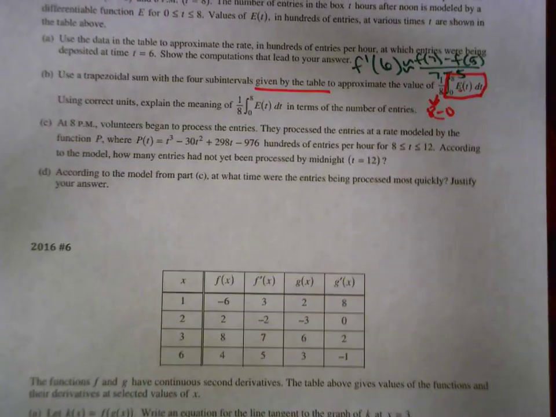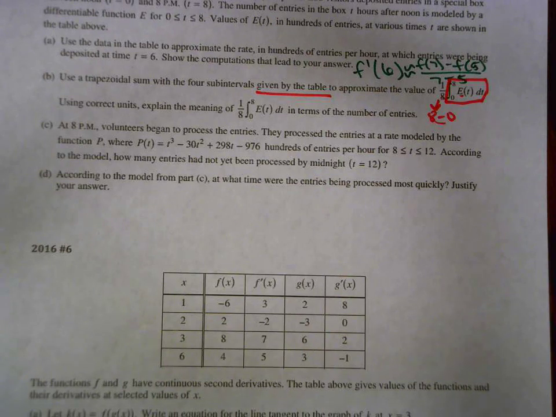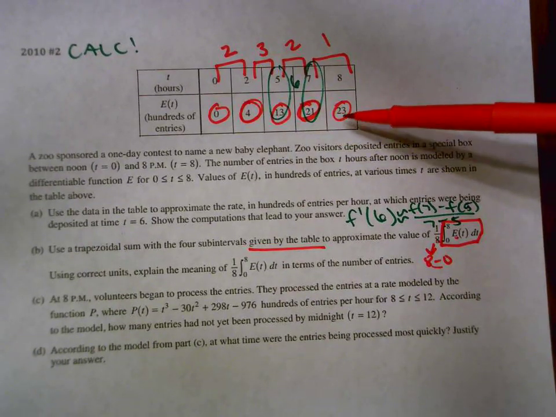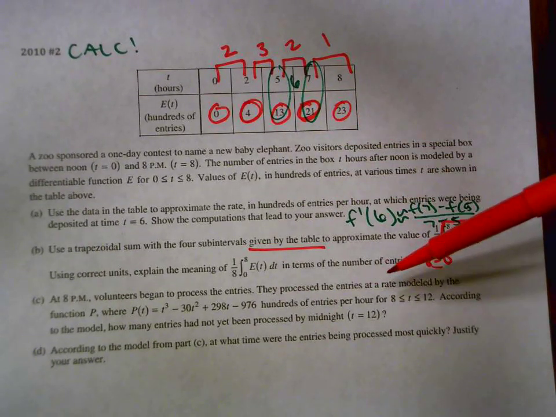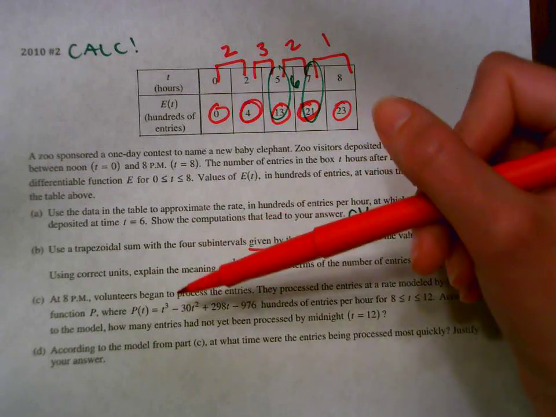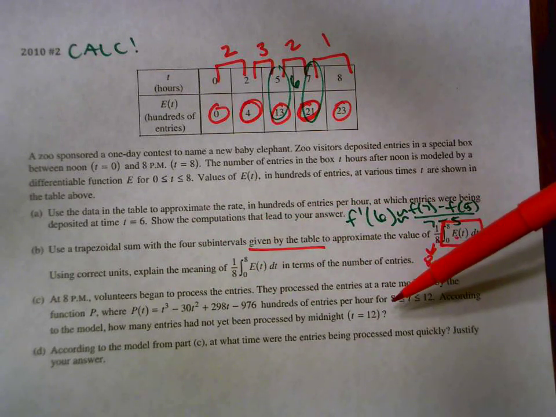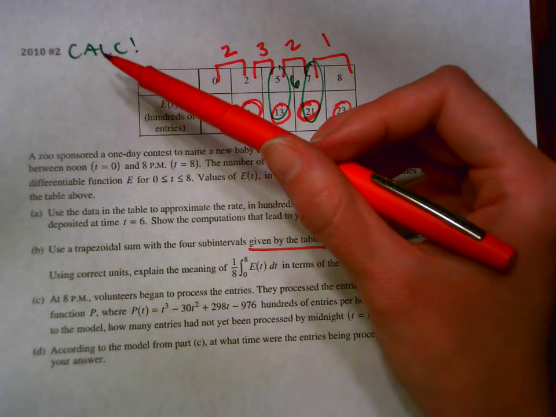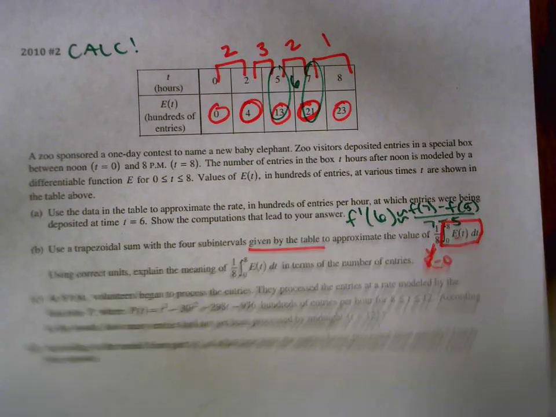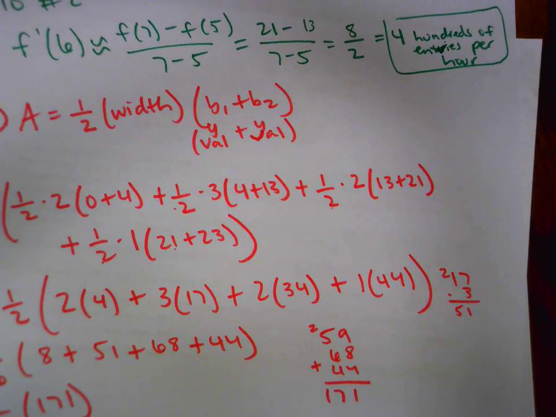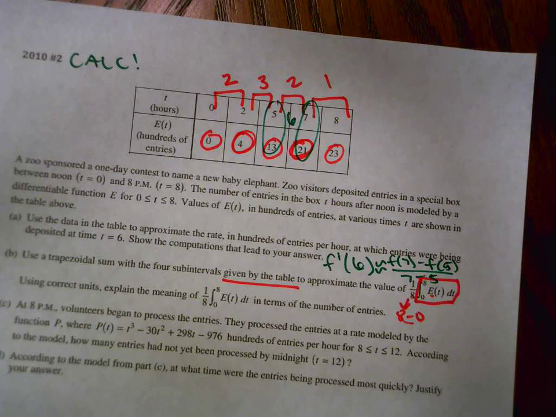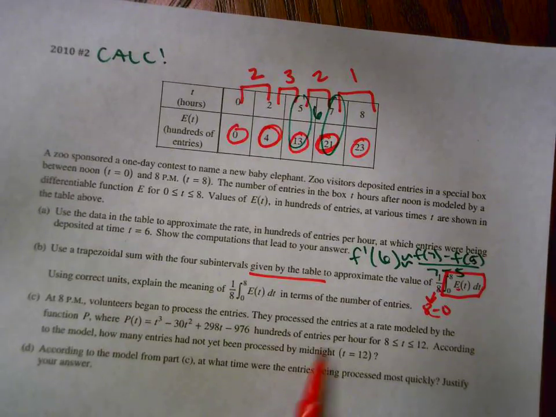Now part C says at 8 p.m. volunteers begin to process the entries. So at the end of 8 p.m., right, that's where this leaves off. They process the entries at a rate modeled by the function P, hundreds of entries per hour. Oh, you know what? I just did this all by hand, and this is a calculator question. So could you have done this all in the calculator? Yes. My bad. I'm so used to things not being calculator in calculus.